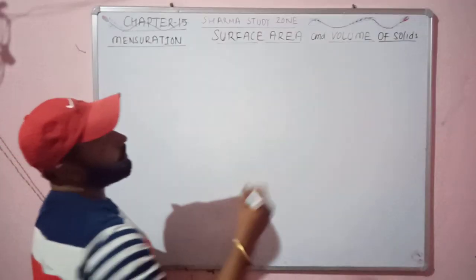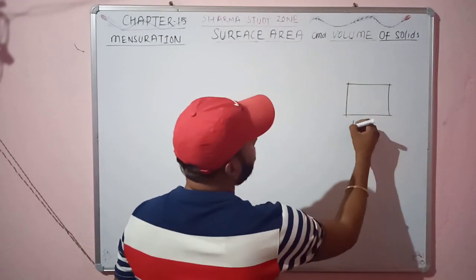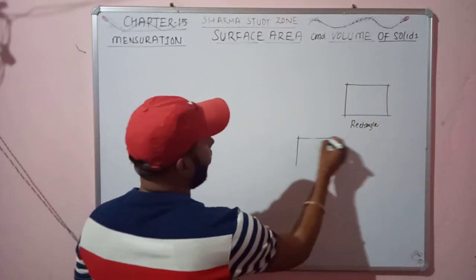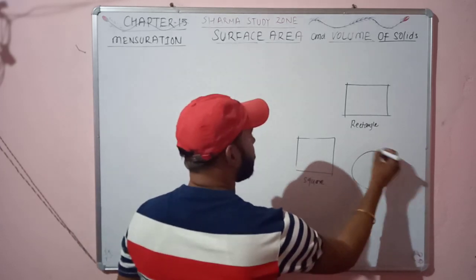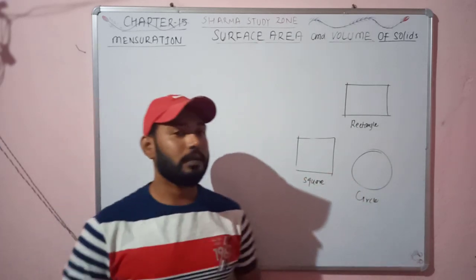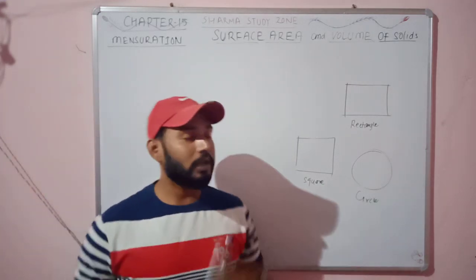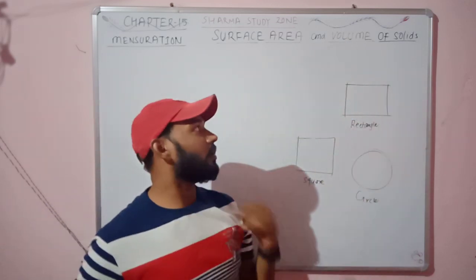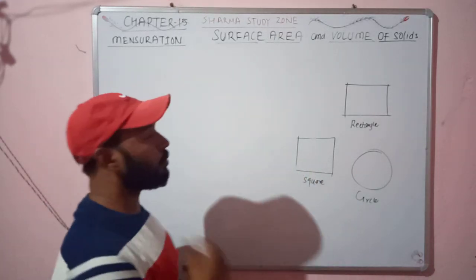2D means two-dimensional figures, in which we study rectangles and squares, circles. These are the two-dimensional figures. But in this video we have to understand about the 3D figures, which are solids. But before starting the description of solids, we need to understand these 2D figures and the formulas for these figures.